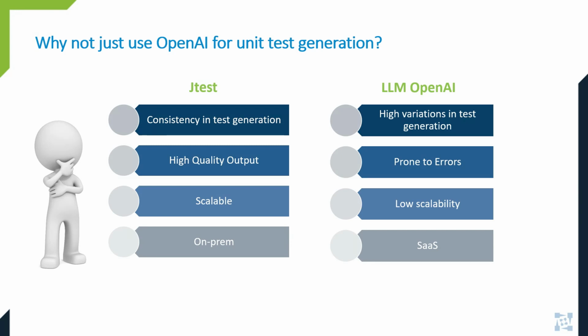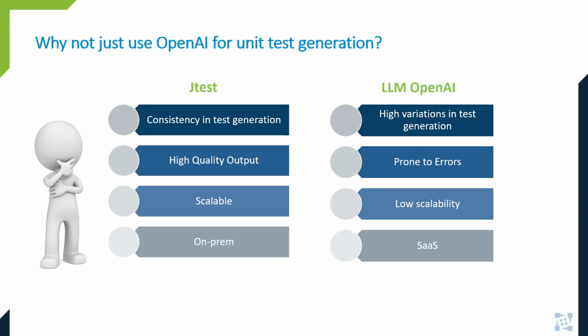JTest also offers very high quality, consistent output in the tests it generates, where the LLM technologies alone can be prone to errors. They're really only as good as the information they've been trained on and have been known to generate inaccurate results. So that's important to keep in mind.